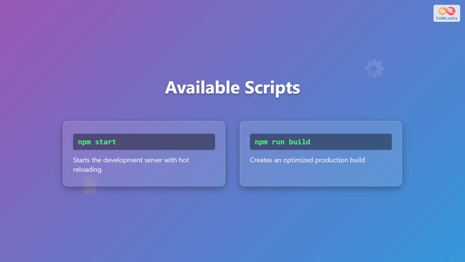Create React App comes with some useful scripts that make development easier. The npm start script starts the development server with hot reloading, so your changes are reflected in the browser automatically. The npm run build script creates an optimized production build of your app, ready for deployment.